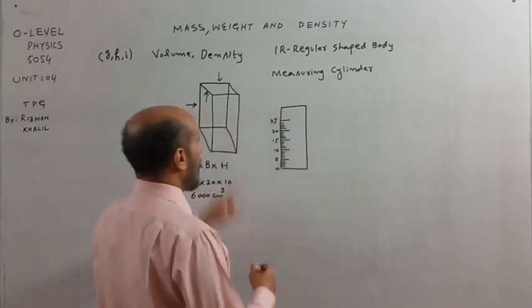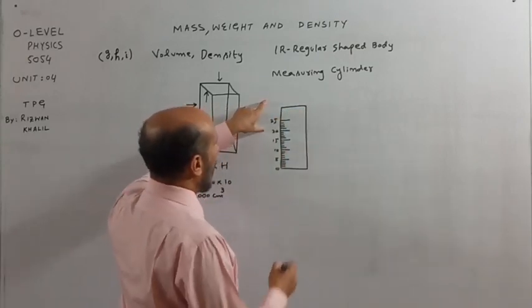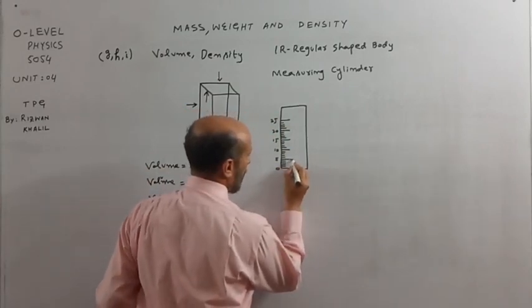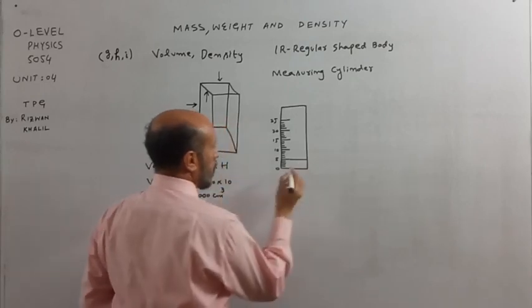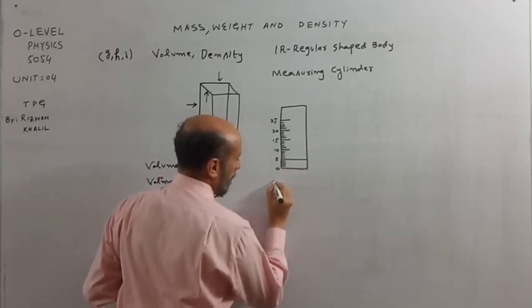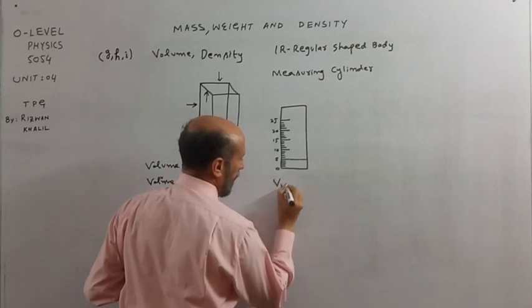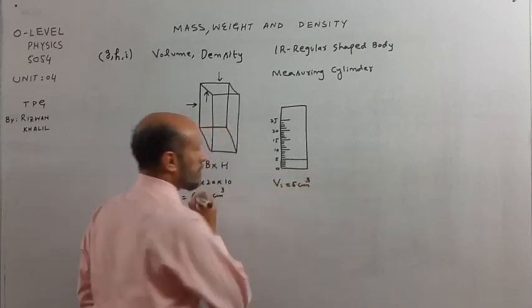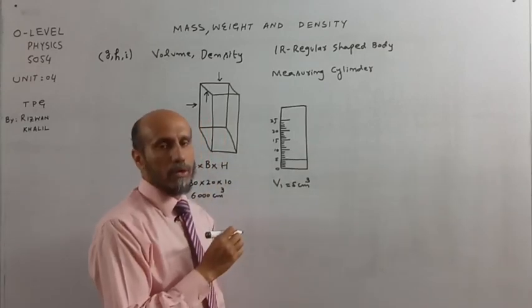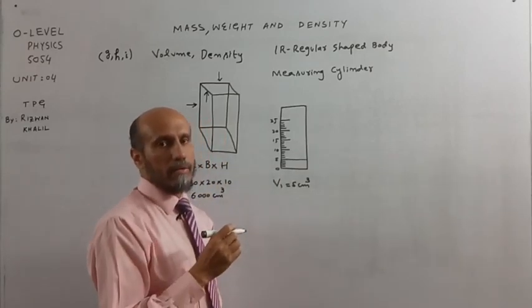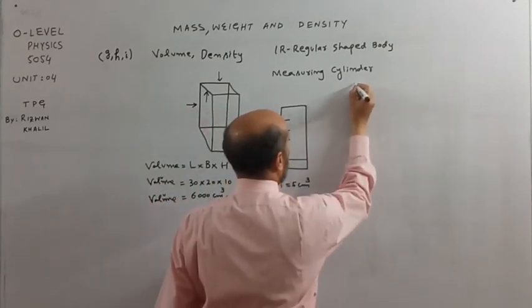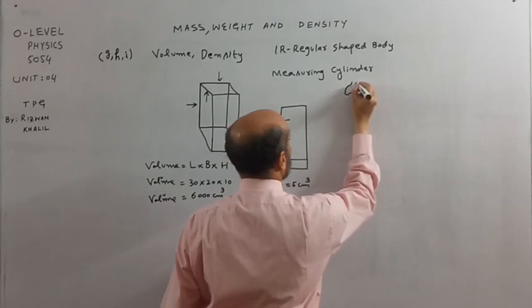Now first of all, I will pour water in the measuring cylinder to this level. So what is the value? Right now its volume is 5 cubic centimeter. Now I will tie up the irregular body. Suppose I am having a stone of this shape.